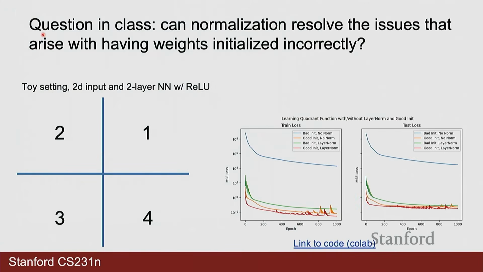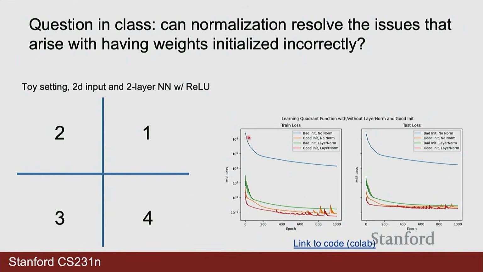There was also a question in class from last time about how normalization can be useful and maybe resolve the issues that arise when you have weights that are initialized incorrectly. We had this toy setting where we have 2D inputs to our model and a 2-layer neural network with ReLU. It's outputting basically this quadrant function. So if the point lies in the top right, it'll output 1 or 2 or 3 or 4, depending on which quadrant the point lies in.